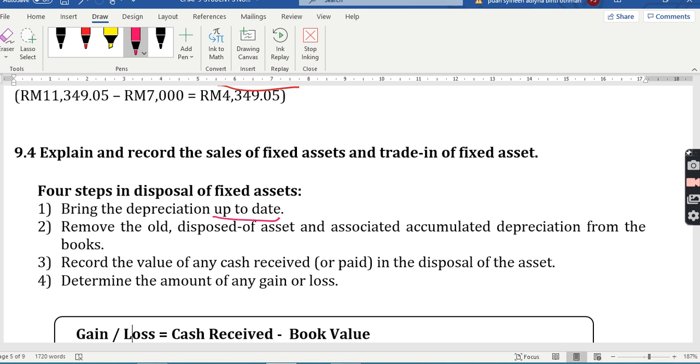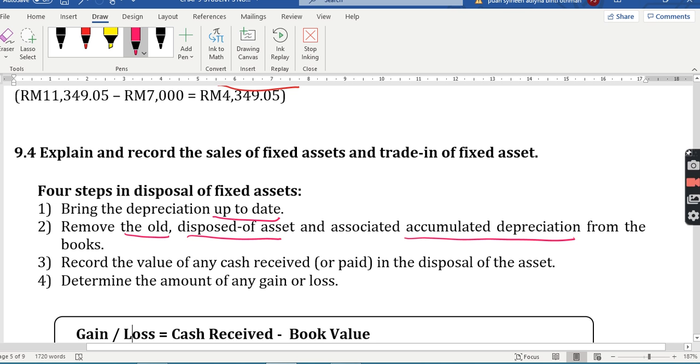So when we are disposing the asset, that means the asset is no longer with us. So you need to remove the old disposed asset accounts, and you need to close the contra at the same time. Once you close the asset accounts, you must also close the accumulated depreciation, because the anak will follow the mak, right?